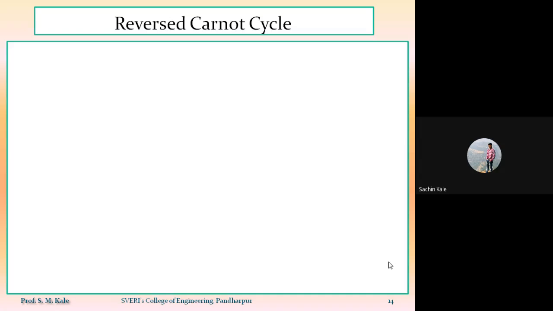So can anybody tell me what the practical difficulties of the Carnot cycle are? Impossible. It is an ideal cycle, sir. Sir, the Carnot cycle consists of isentropic and isothermal processes. One of them is very fast and one of them is very slow. That's why it is impossible.